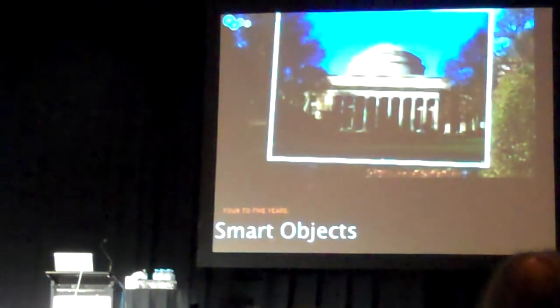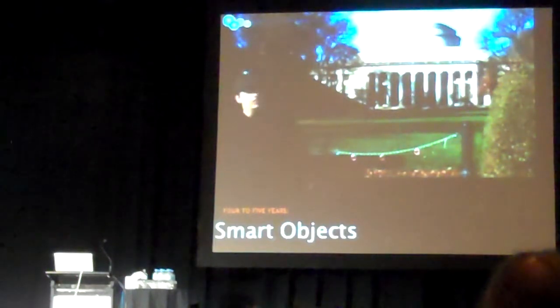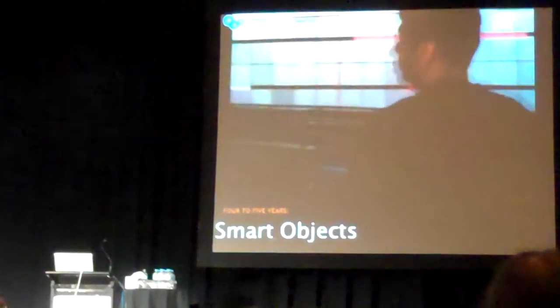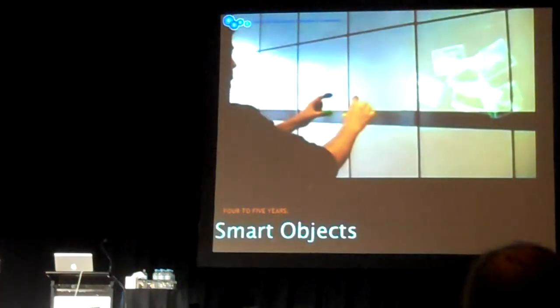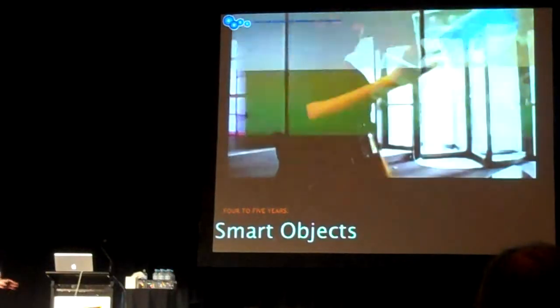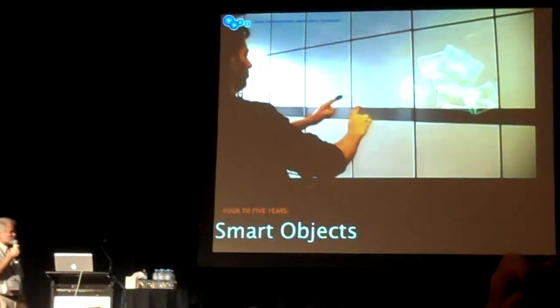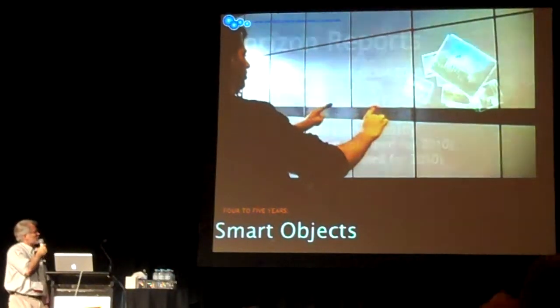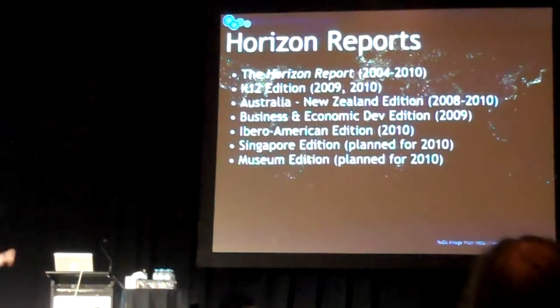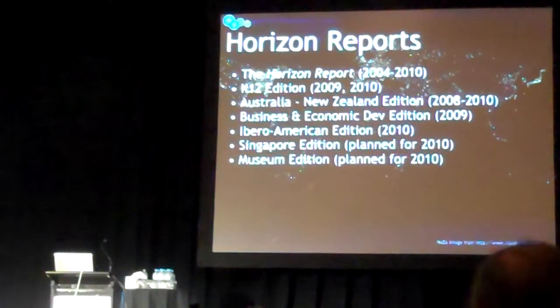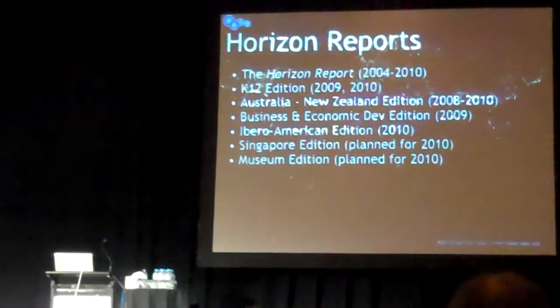That's the Building 10 Dome at MIT. They can take those pictures and then put them on the surface that he was just at and move them around. So you don't need to have the Microsoft Surface table to do this. And he goes on with various other kinds of things. All of these things are captured in the Horizon report, which is available freely from the NMC.